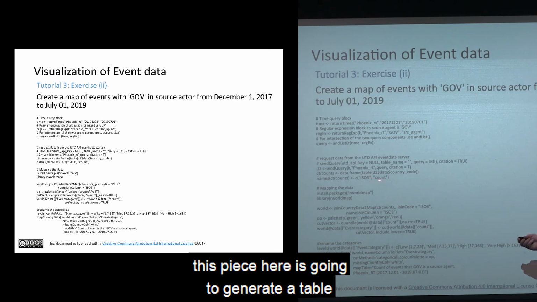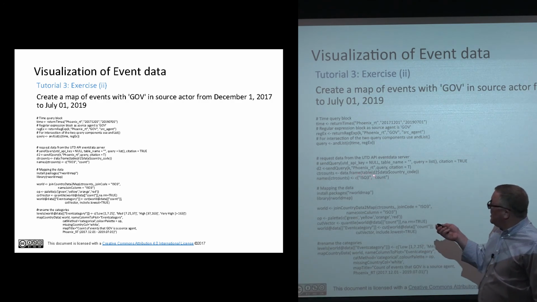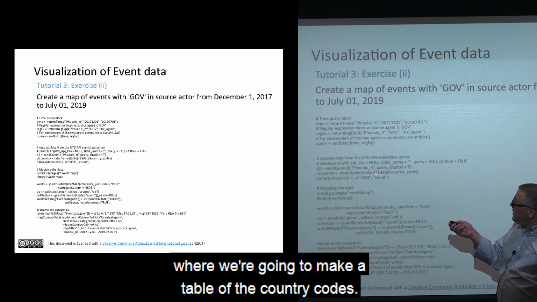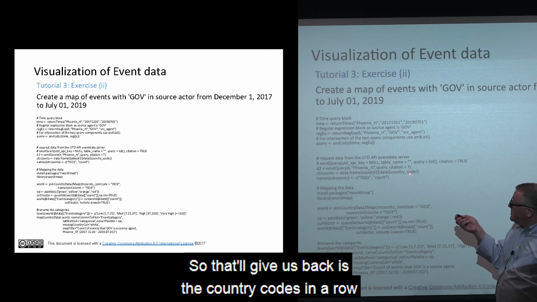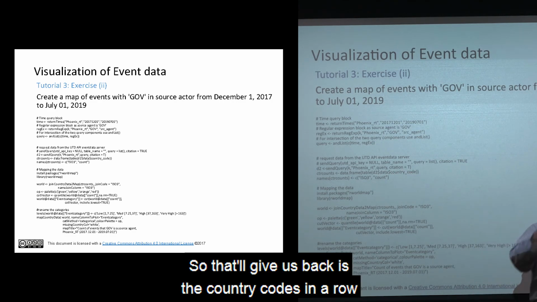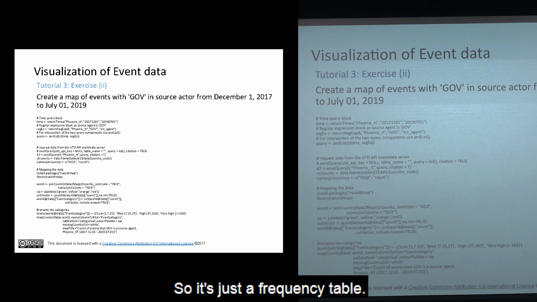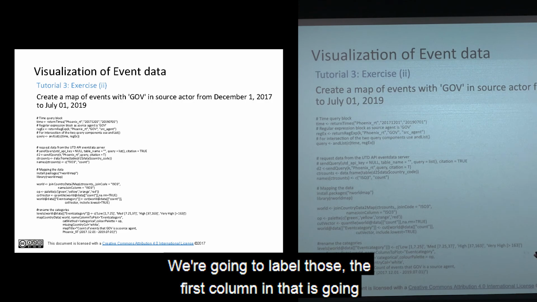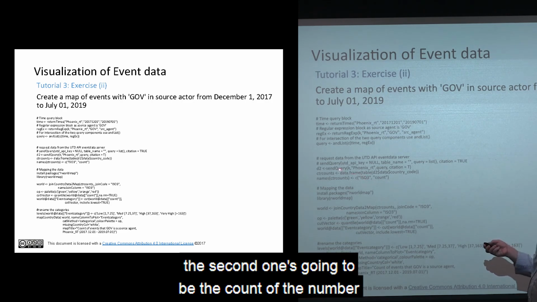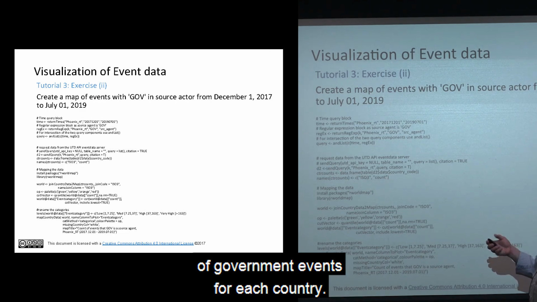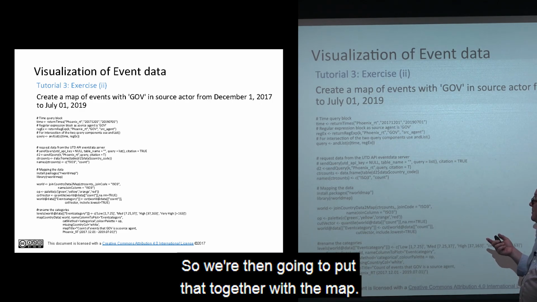This piece here is going to generate a table of the country codes. So that'll give us back the country codes in a row, and then there'll be a frequency that goes with each one. So it's just a frequency table. We're going to label those. The first column is going to be the ISO 3 for the countries. The second one's going to be the count of the number of government events for each country.